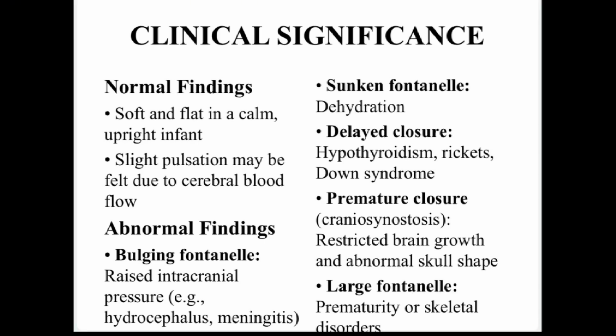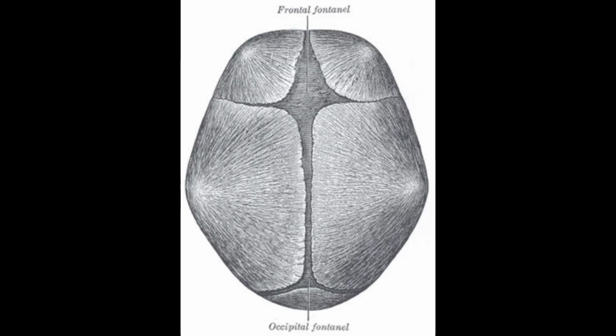Now, the largest of the fontanelles is the frontal fontanelle, which closes at about 2 years, when the baby's brain is already at normal size. When the fontanelle is too large, it shows a skeletal disorder. Very, very easy. So it's important to know all these things.